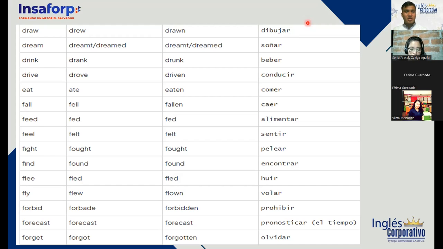So the first part that we're going to do right now is just reading these verbs. Sonia said Vilma. So I will ask you, Vilma, to help me reading the first three verbs. Make the pronunciation of the infinitive, past, and past participle. Drove. Dream, dreamed. Drink, drunk. Thank you very much.